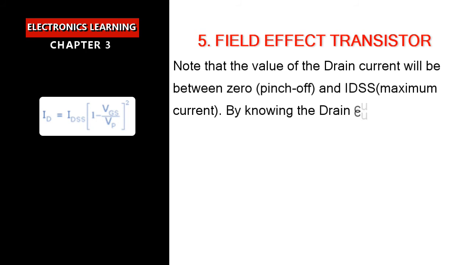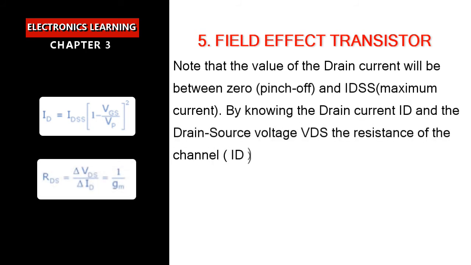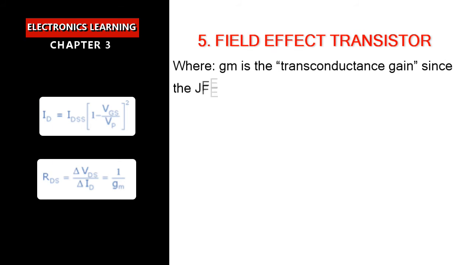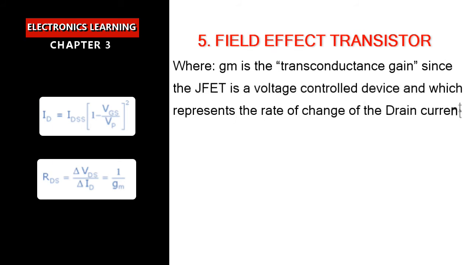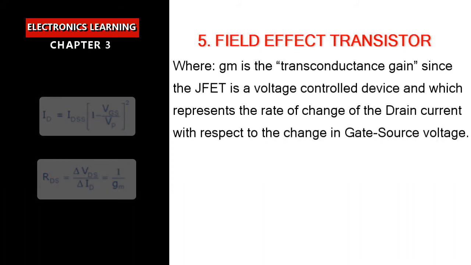By knowing the drain current ID and the drain-source voltage VDS, the resistance of the channel is given as a side, where GM is the transconductance gain, since the JFET is a voltage-controlled device, which represents the rate of change of the drain current with respect to the change in gate-source voltage.